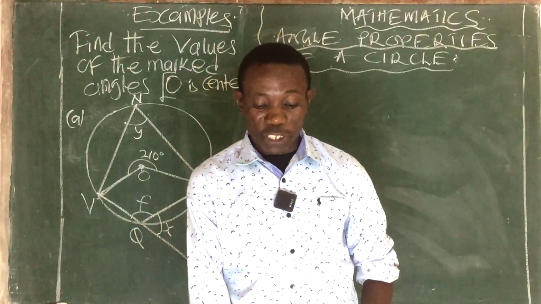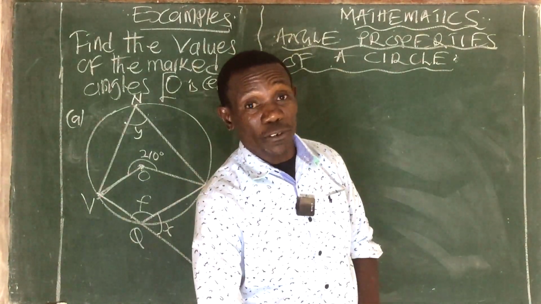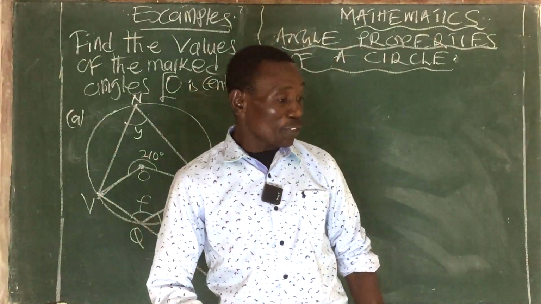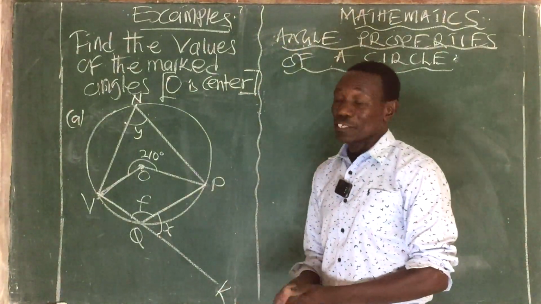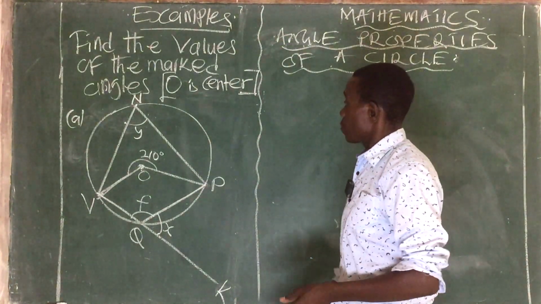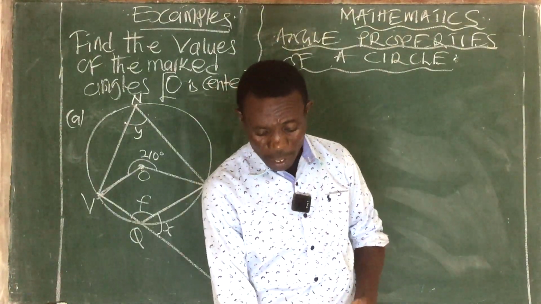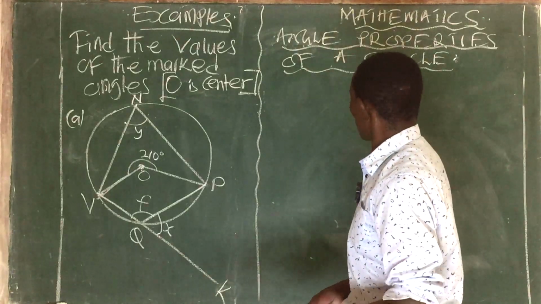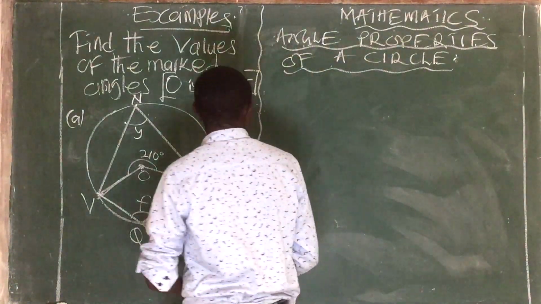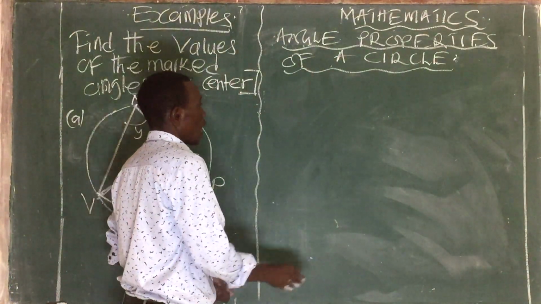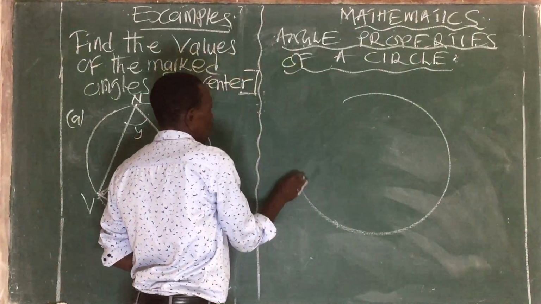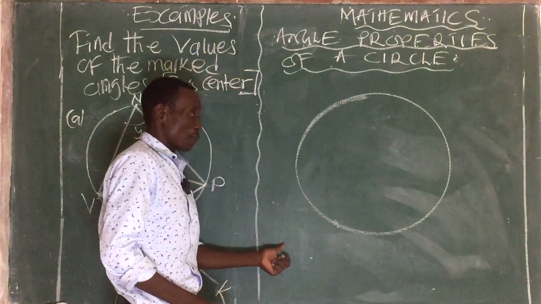Welcome back to our topic about circle theory. It's a continuation of the previous video, where we're discussing the properties of a circle, tools that we can use to solve problems in the circle. Previously, we discussed one property that says the angle at the center is twice the angle at the circumference.